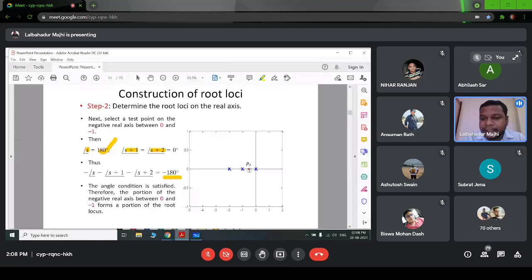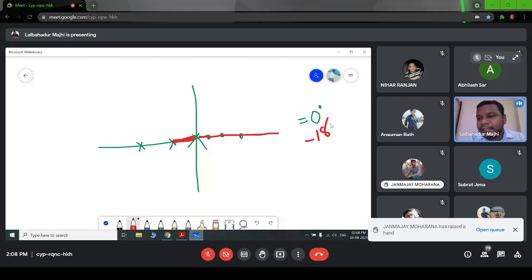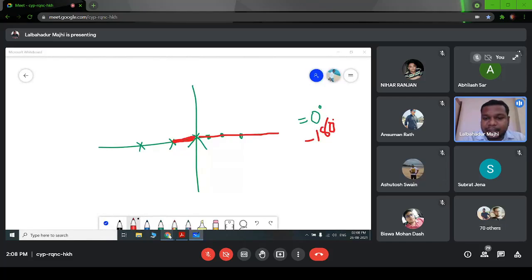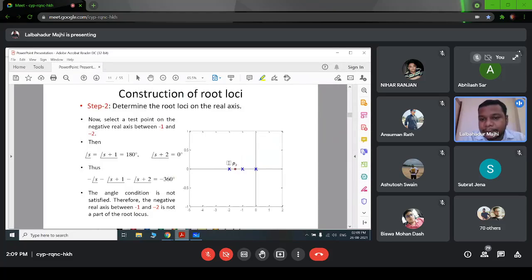So that means any point between this 0 and -1 will lie on the root locus. Clear? So if we try -0.7, we will get -180 degrees, or -0.9 will also give -180 degrees. So that means any point between 0 and -1 will be our root locus branch. Okay, clear? So similarly, let's take a point between -1 and -2. So let's say -1.5. Okay, let's say this point P3 is -1.5.